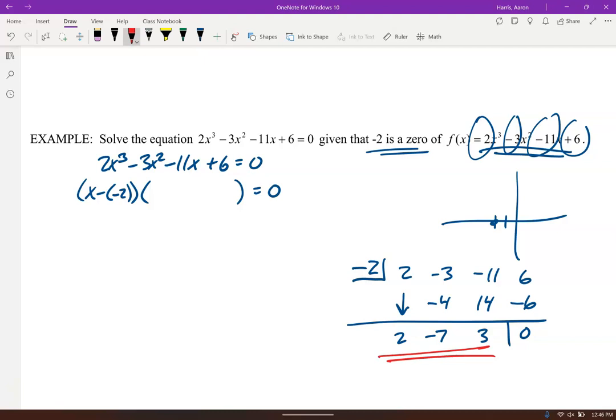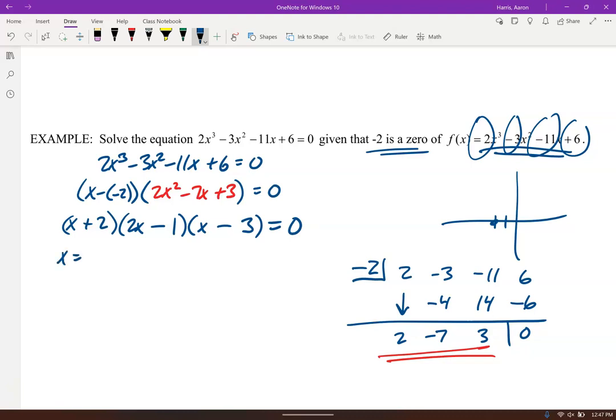So that's the coefficients of my quotient: 2, one degree less than x to the third, 2x squared minus 7x plus 3. So here's what we have so far: x minus -2, x plus 2. Now I'm factoring 2x squared minus 7x plus 3, which will factor into 2x and x. That'll be 1 and 3. That's going to have to be minus minus. So 2x minus 1, x minus 3, and this equals 0. Now it's completely factored, so we can solve the equation.